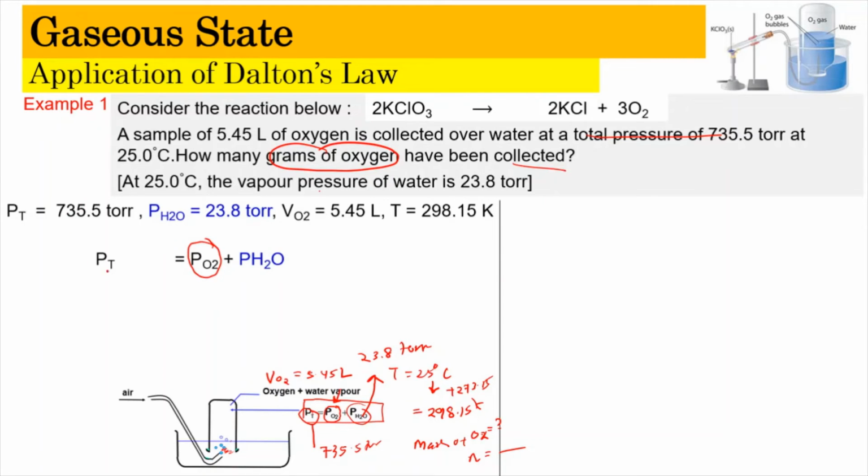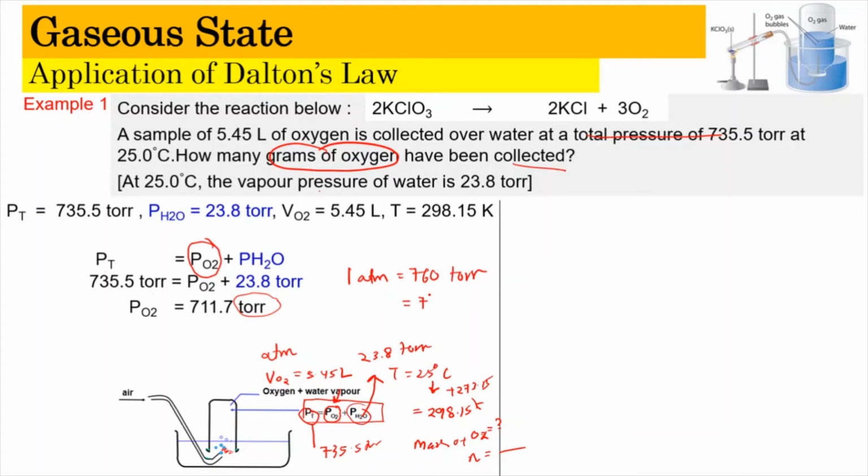We have our PT here to be 735.5 torr, and our partial pressure of water vapor is 23.8 torr. So the partial pressure of oxygen we get is 711.7 torr. This torr value can also be changed into atm, because we know that 1 atm is equal to 760 torr. So if we have 711.7 torr, then we can find X atm by doing a cross multiplication. We get the pressure to be 0.936 atm.